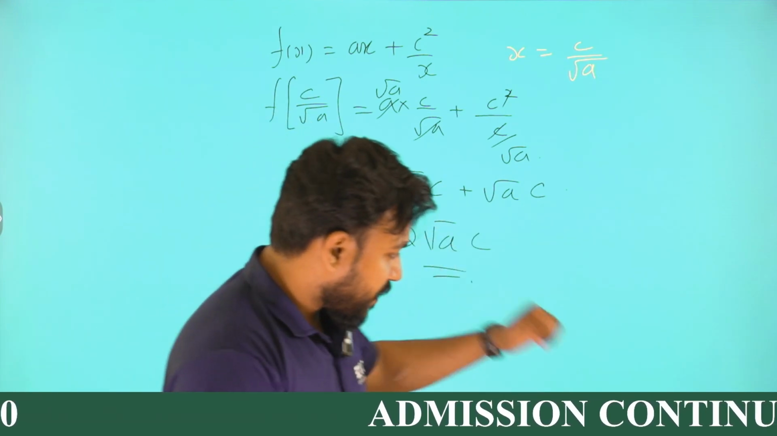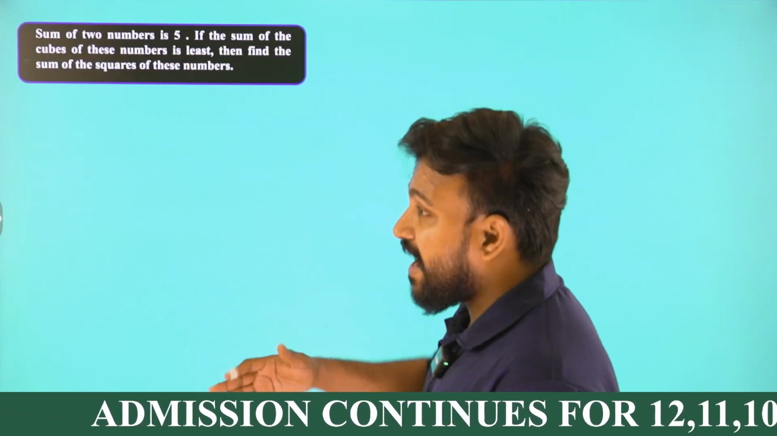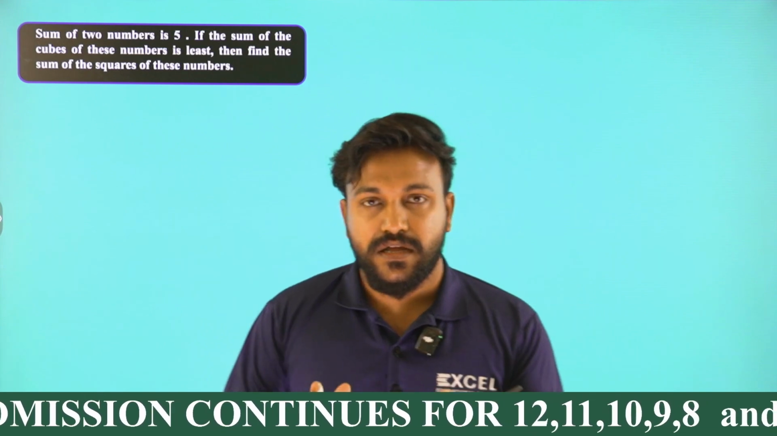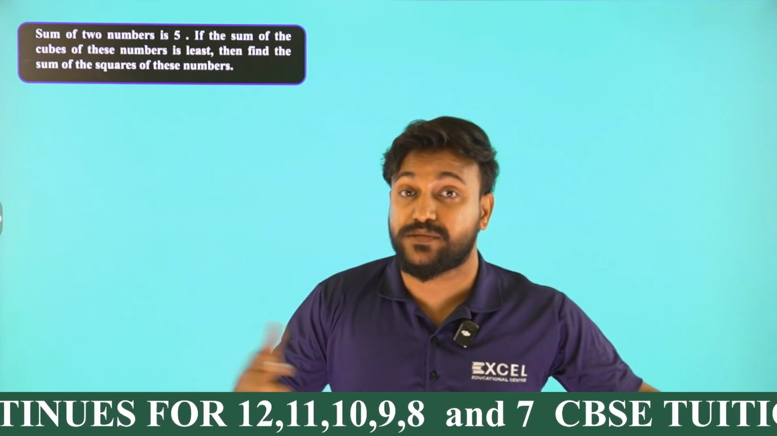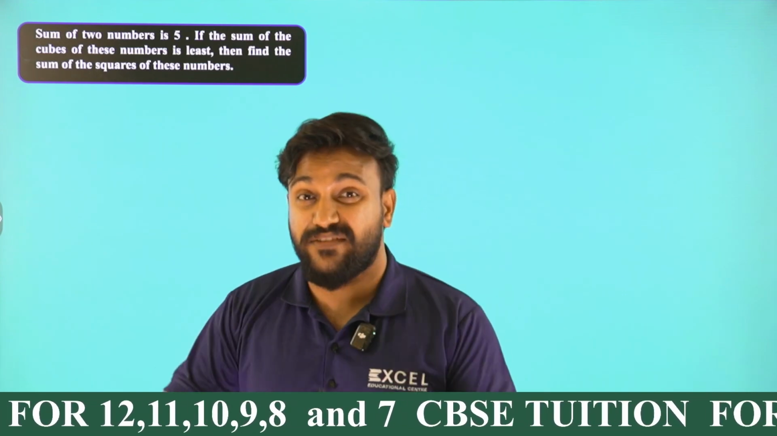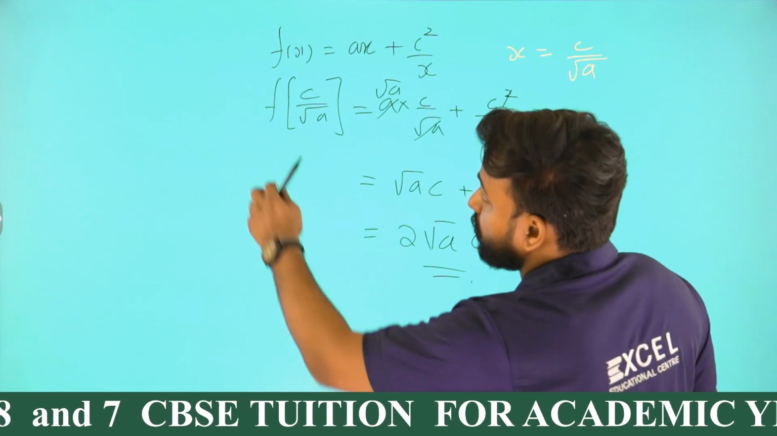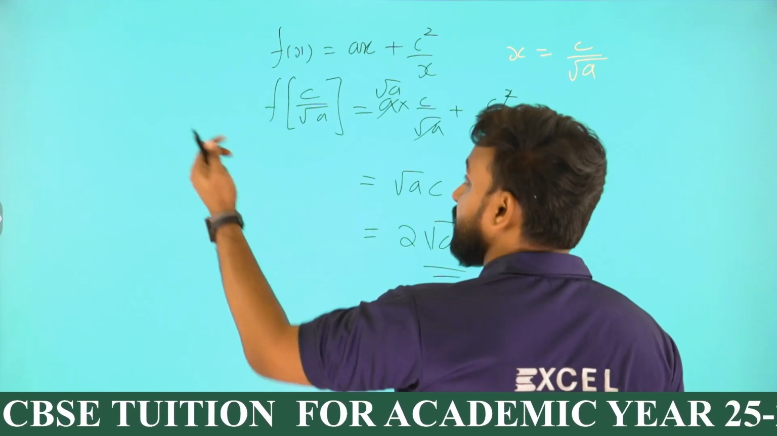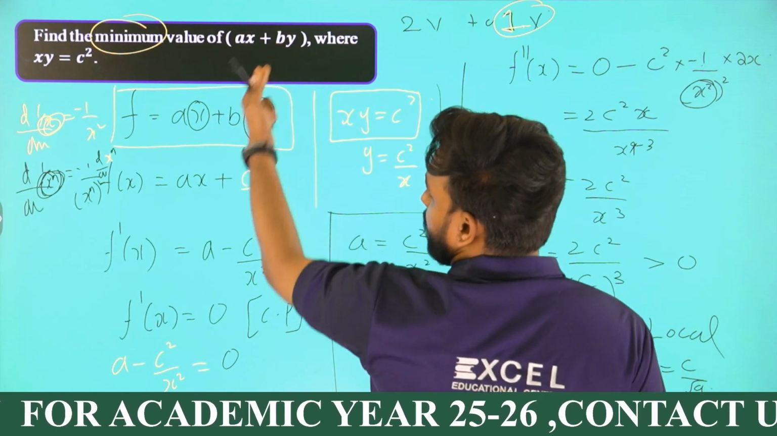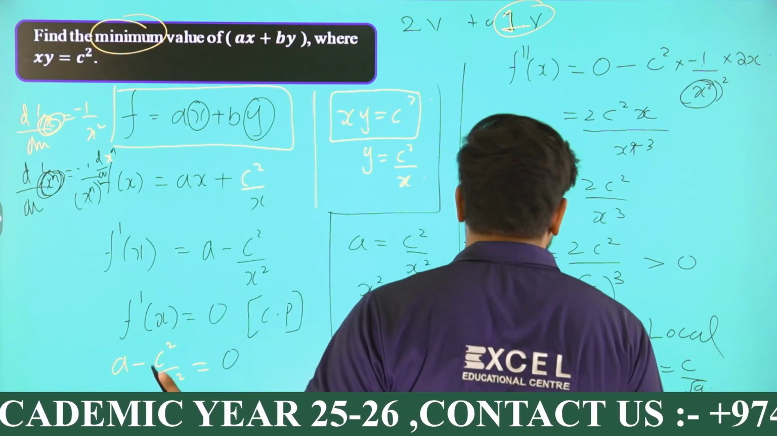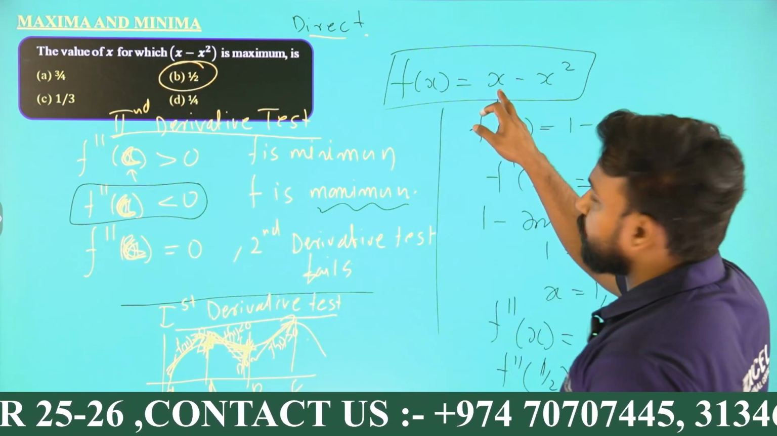Okay, so now we can move into the next question. Listen, we have done the direct question, we have done the 2 variable to 1 variable conversion question. Now the third type of question for maxima and minima is the word problem. They will give you one situation, and we have to build the function from it. In the last question, they directly gave the function f is equal to ax plus by, but we have to convert that into a single variable, and in the question before that they directly gave the function f of x equal to x minus x square.